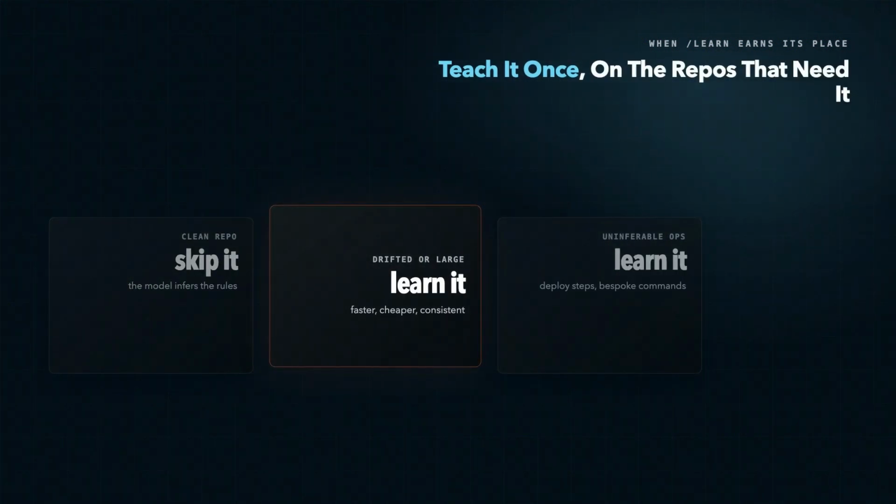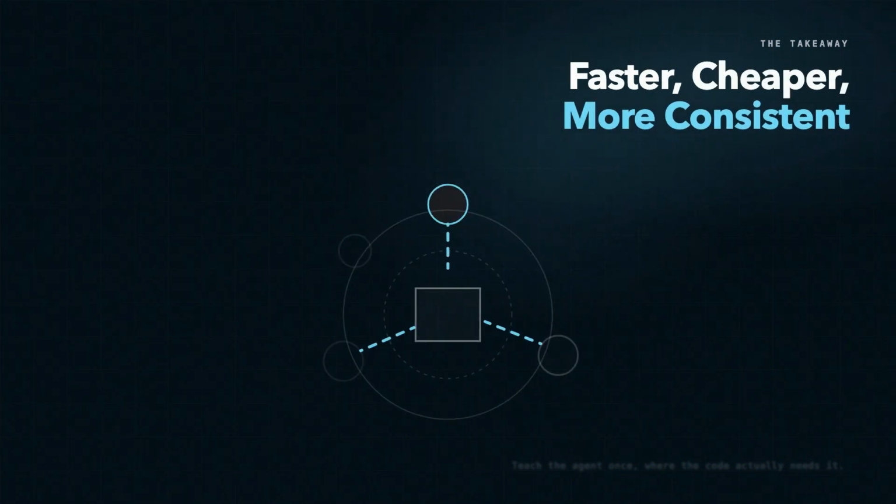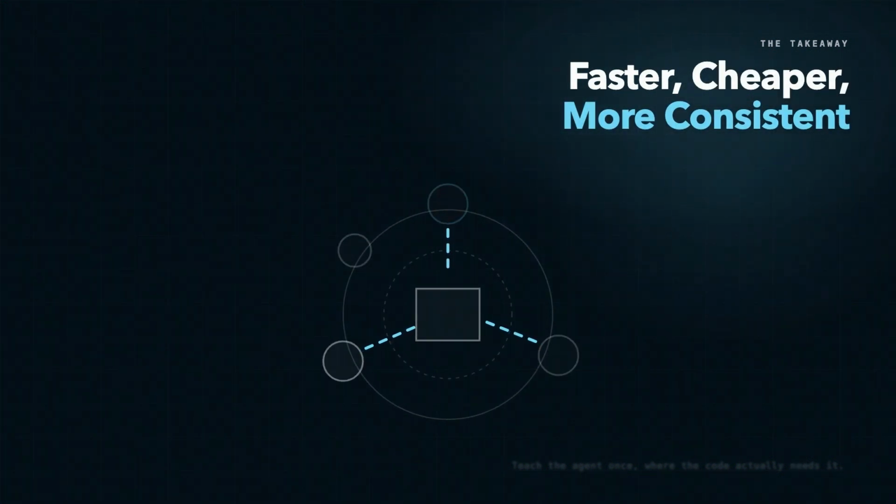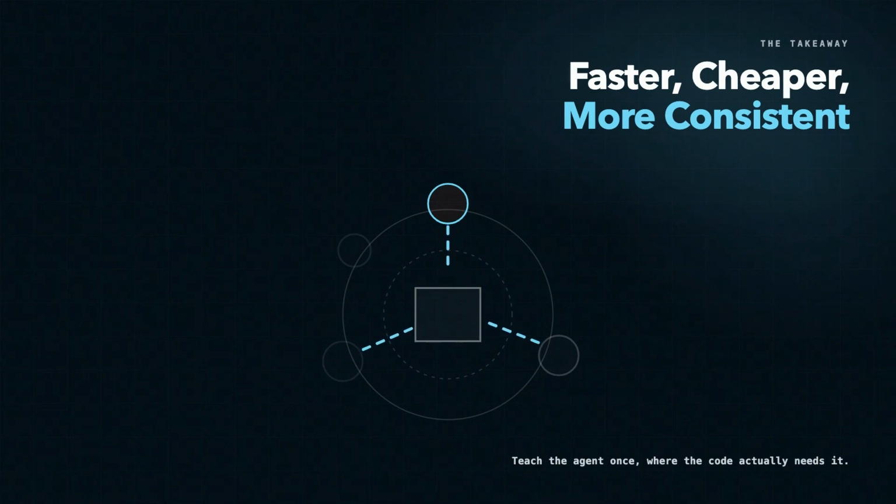So here is the honest verdict. Learn will not make a clean repo smarter, but on a real, drifted code base, teaching the agent once is faster, cheaper, and far more consistent.